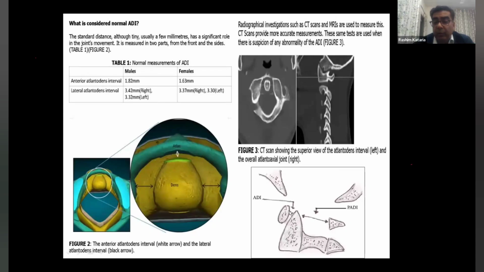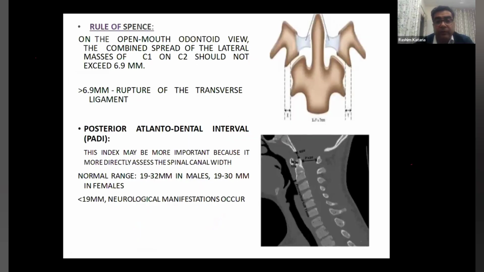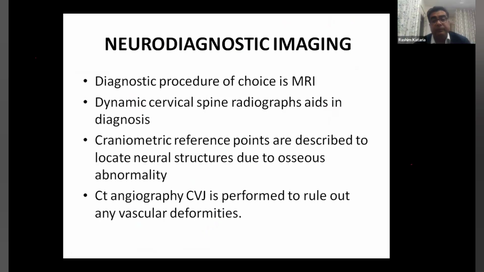The good thing about the posterior ADI is that it is a direct measurement of the space available for the cord to traverse. This is the beauty of the posterior ADI. This is how one looks for the rule of Spence, which is more than 6.9, as we know. Posterior ADI we have covered.